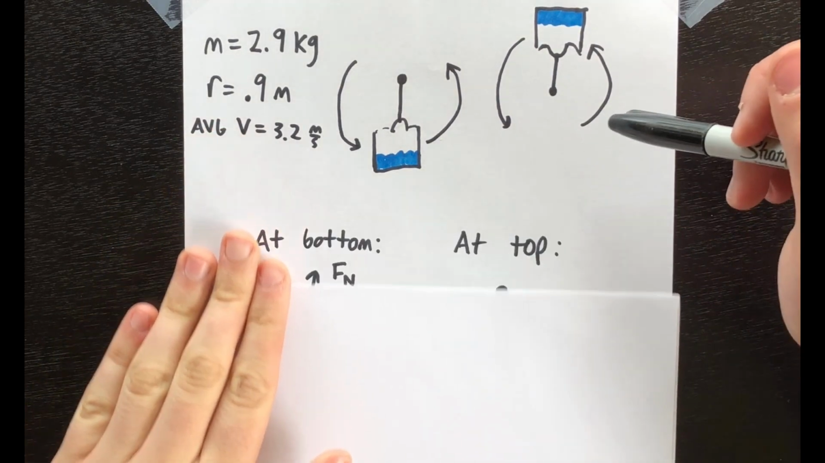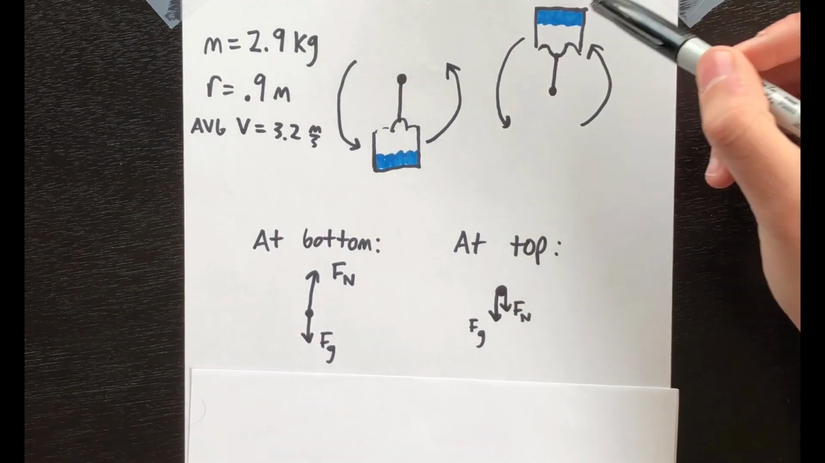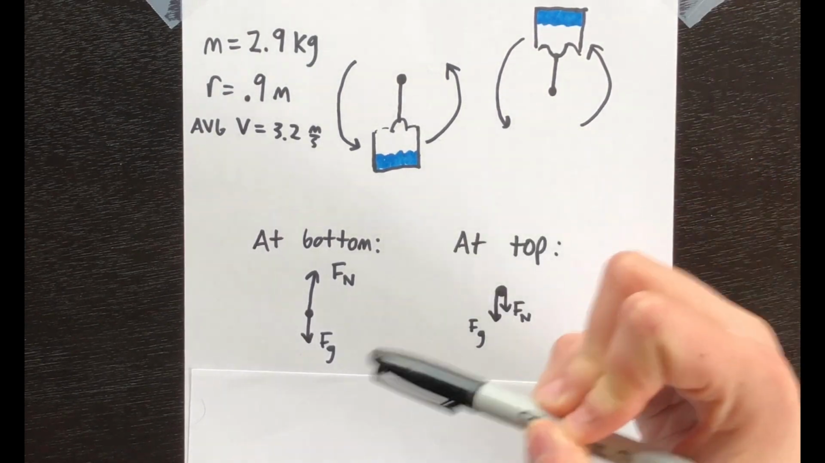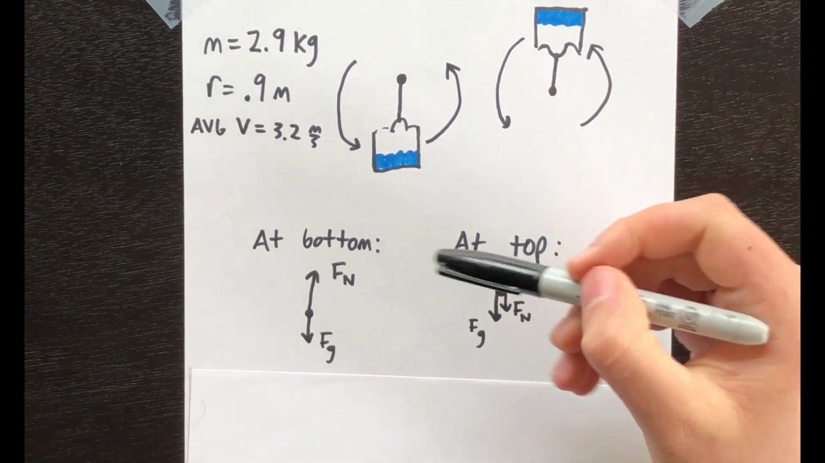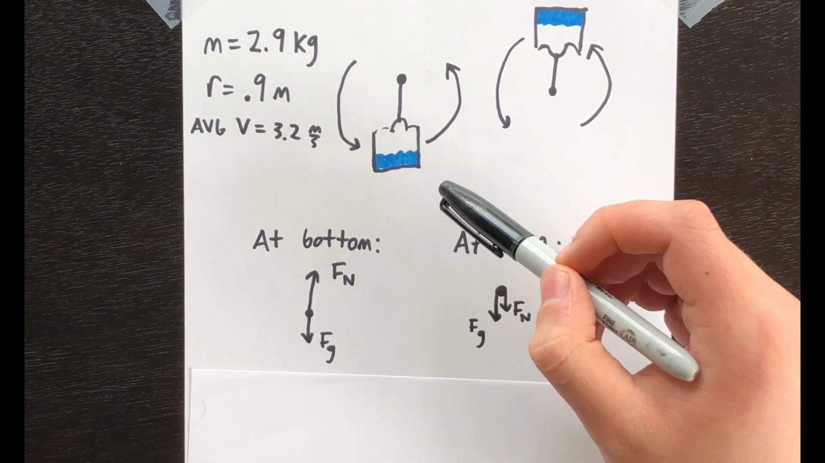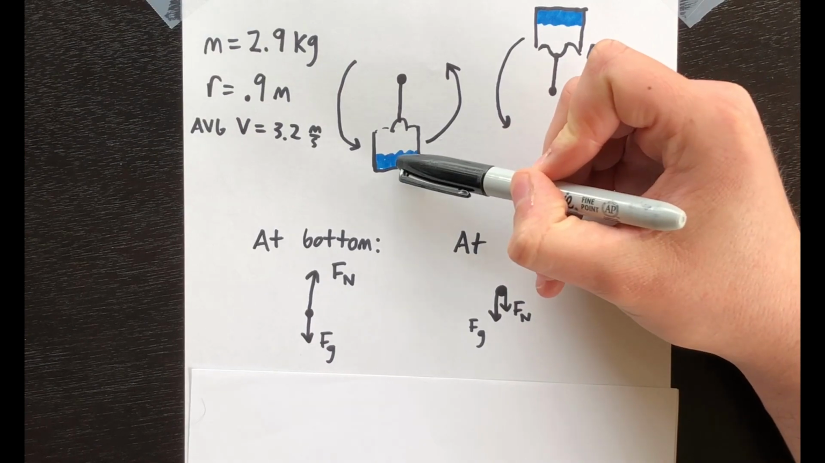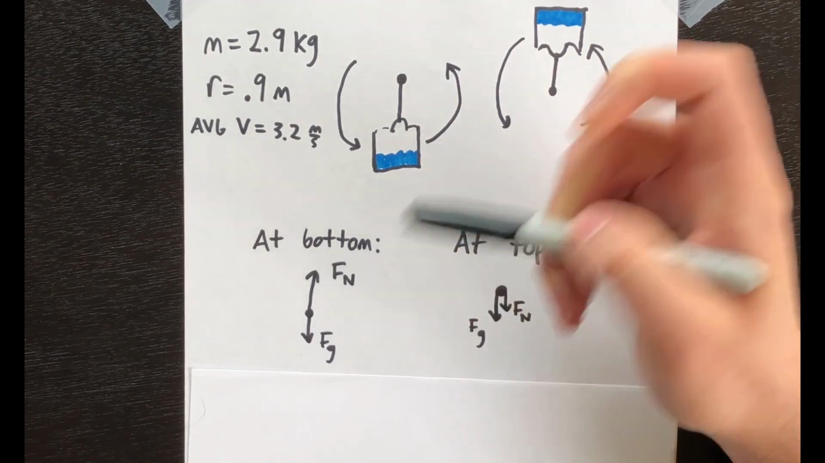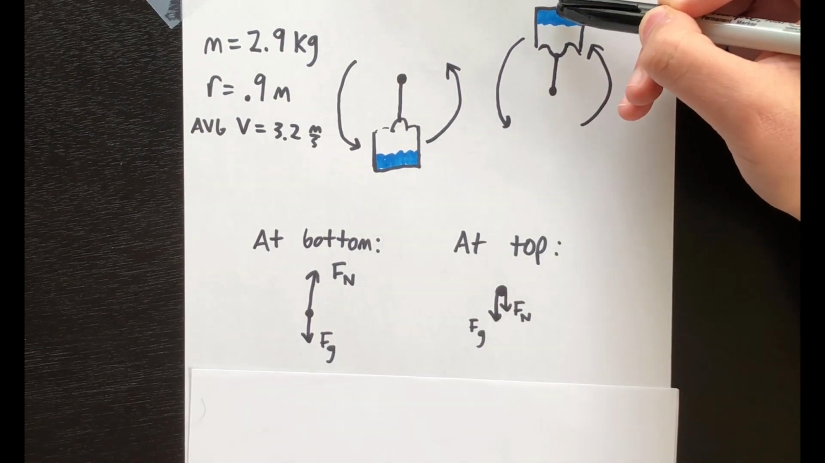So I drew these pictures, and the first thing that we're going to want to do is make a force diagram for when it's at the bottom and when it's at the top of the circle. So obviously in both cases we're going to have the force of gravity pointing down. And now remember, when things are moving in a circle, there has to be a force towards the center of the circle. When it's at the bottom, the normal force from the bucket on the water points up, and this force is significantly bigger than the force of gravity. When it's at the top, the normal force from the bucket points down.